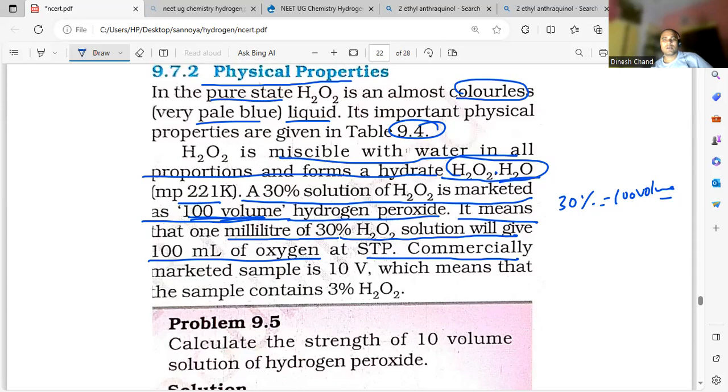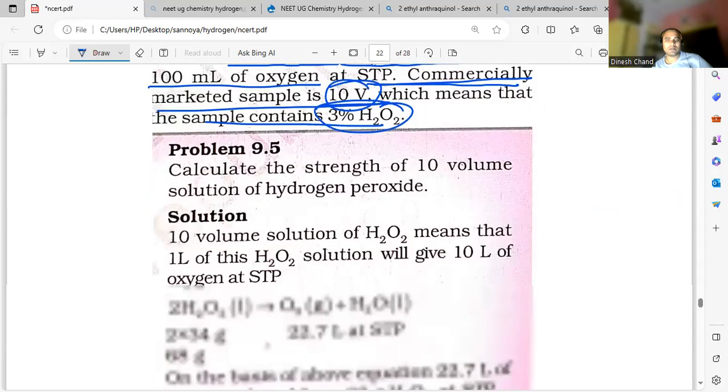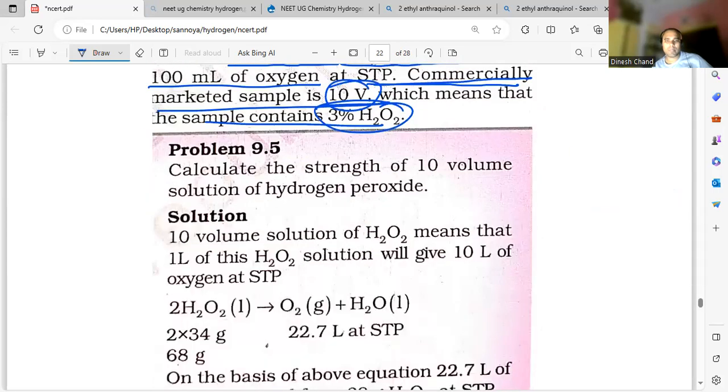Okay. So this is what is there. Commercially, what they are saying, commercially marketed sample is 10 volume. So commercially we are getting 10 volume, which means the sample contains 3% H2O2. The percentage we have done. This we have done. Right.